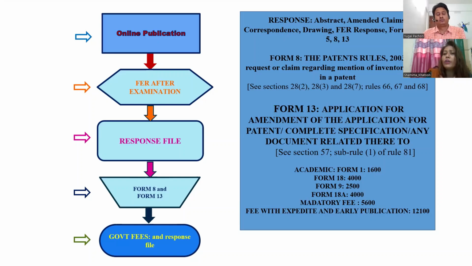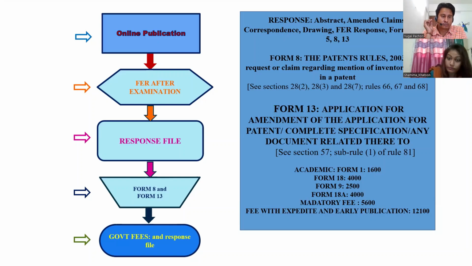Okay. Then form 1, 2, 3, 5 will go as it is, and the additional forms, that is form 8 and 13, I have mentioned here. These forms 8 and 13 will go along with your response file. So what is form 8? It is a request or claim regarding mention of inventors. Means, for the certificates, you request like mention my name as an inventor in the certificate. So whoever are the applicant and inventor, their certificate will come accordingly.